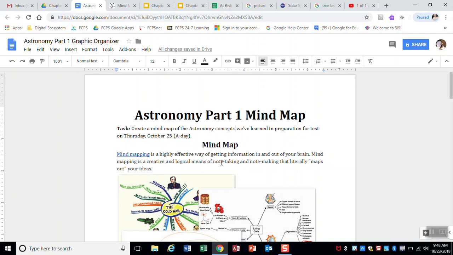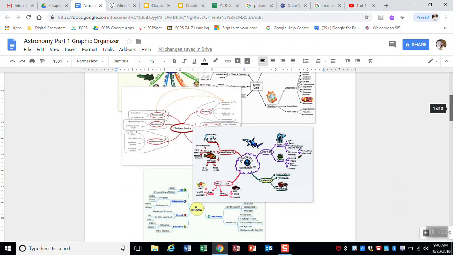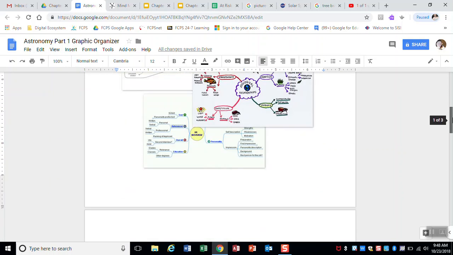And this is going to help you prepare for the test that you're taking next class, Thursday, October 25th, if you're an A-Day student. So in general, you might be wondering what a mind map is. Mind mapping is a highly effective way of getting information in and out of your brain. Mind mapping is a creative and logical means of note-taking and note-making that literally maps out your ideas. So here are some picture examples of what mind maps are. You can click on the link if you want to go to the mind mapping website as well.